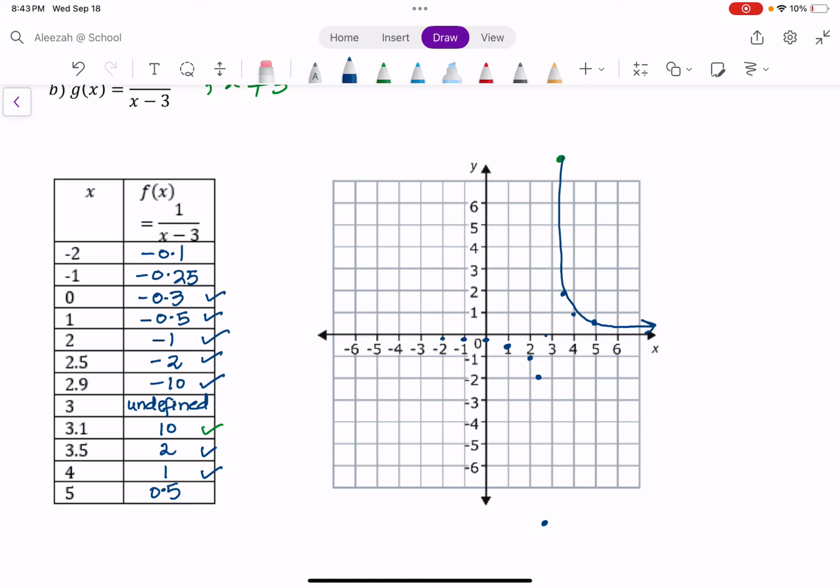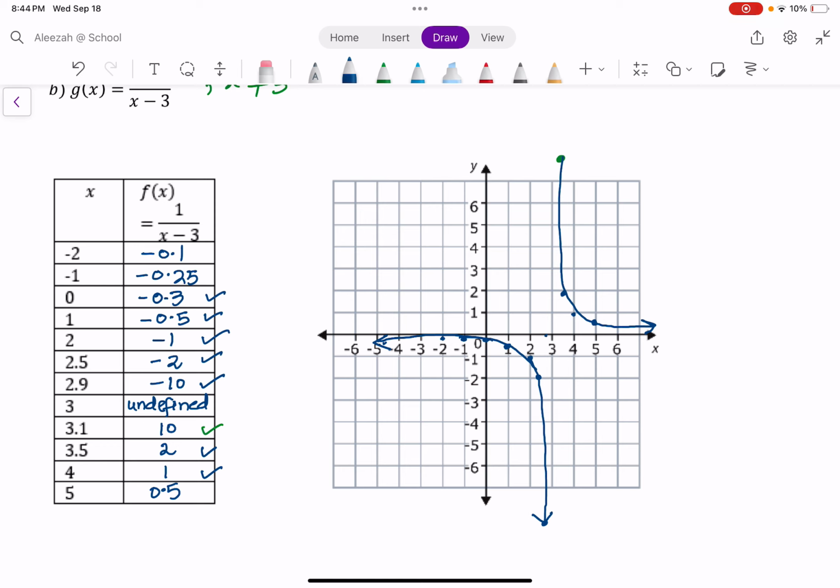So if I graph the other portion, it's not touching the x-axis, so the graph will be like that, right? So that is my graph.